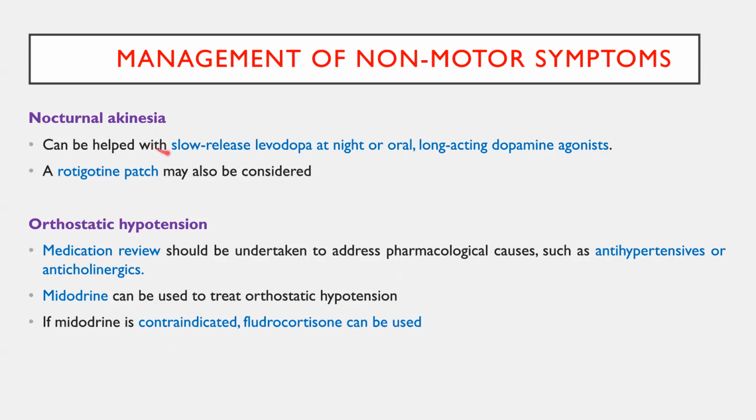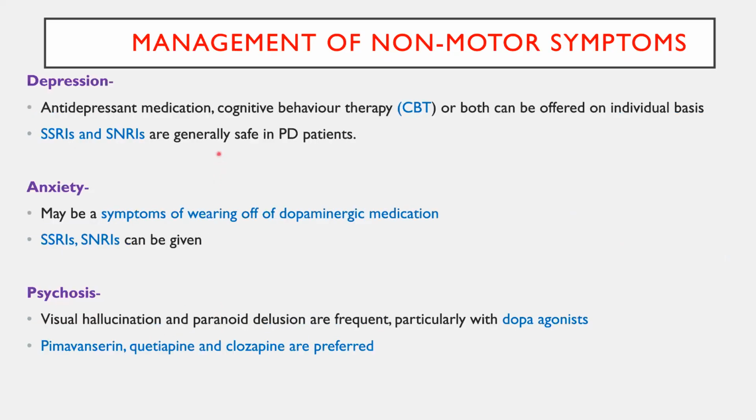For nocturnal akinesia, as I told, you can use sustained release levodopa or rotigotine patch. For orthostatic hypotension, again, you need to address the pharmacological drugs, and you can give midodrine or fludrocortisone, and you need to explain regarding exercises. Depression, anxiety, psychosis are most commonly seen. You need to do cognitive behavioral therapy. SSRIs or SNRIs would be beneficial.